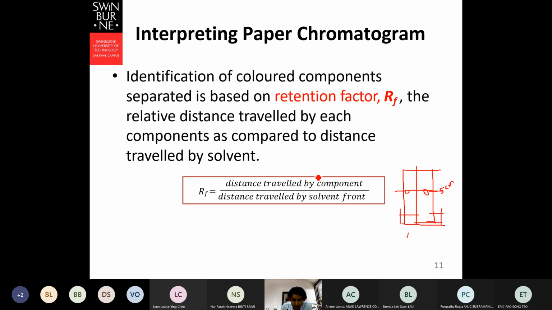So this is the retention factor. This is how the retention factor is important, and I will use the retention factor to identify my component in my sample. So retention factor means the distance traveled by the component.